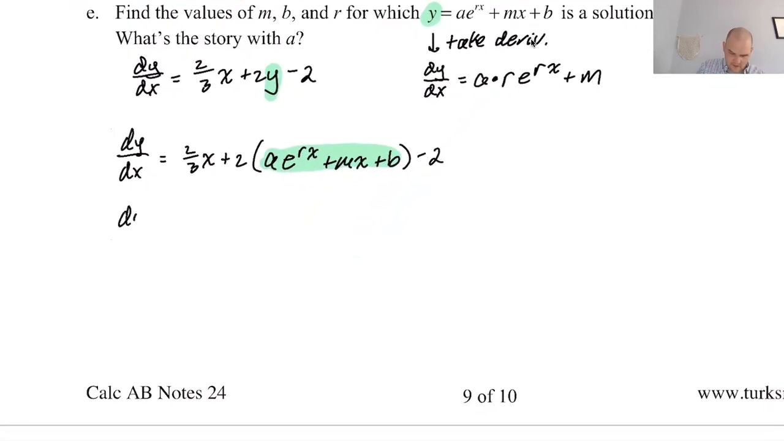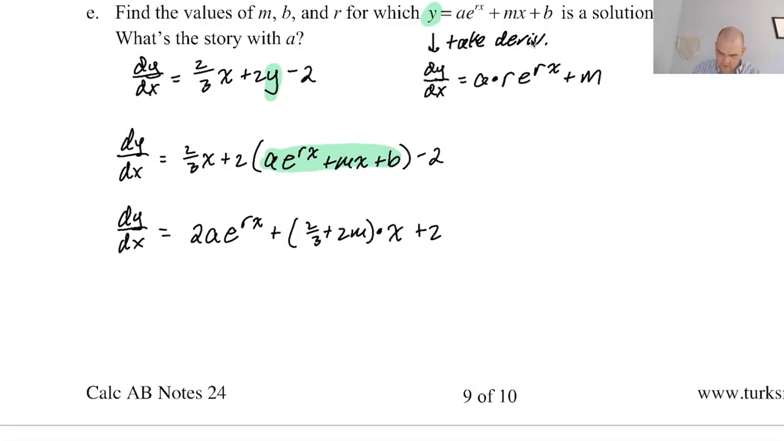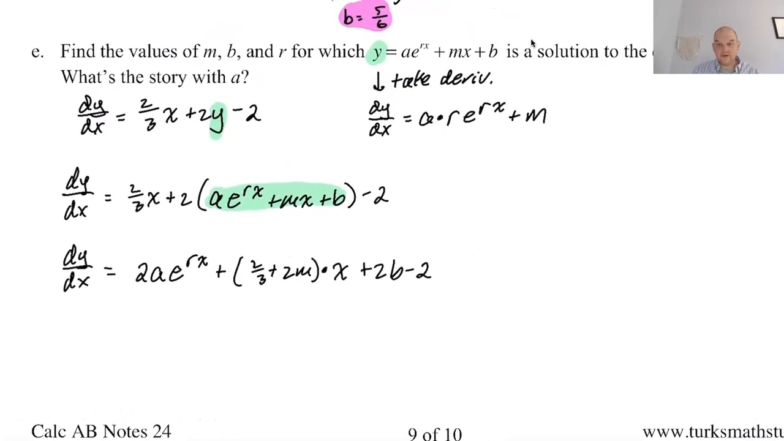So we get dy dx is, so I'm going to write 2a e to the rx. The coefficients of x are 2/3 plus 2m, and that's times x. And then the constant is plus 2b minus 2. Okay, now we're doing the same thing. We wrote the derivative two different ways, so they should be equal to each other. So I'm going to start hunting for things that are equal.